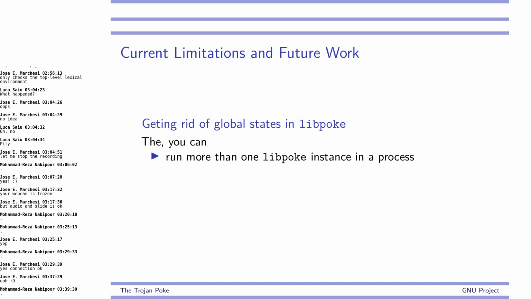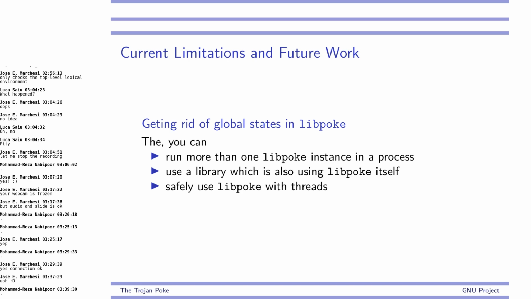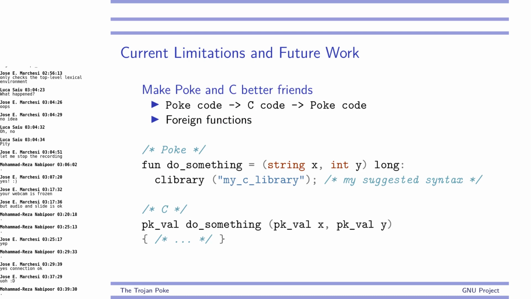And there are two things that can be improved. One is getting rid of all global states in libpoke, and to have more than one instance in the process, to enable programs and libraries to use libpoke themselves, and it will be safe to use in different threads.